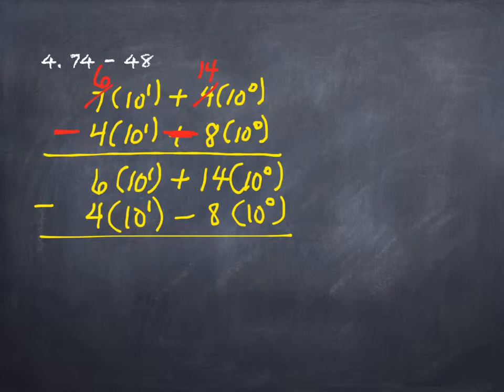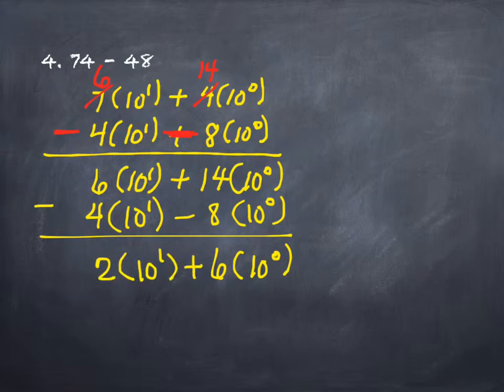14 minus 8 is 6. So there's 6 times 10 to the 0. And then 6 minus 4 is 2. So there's 2 times 10 to the 1. And these are added together because this actually, in our condensed number form, would be the number 26. 2 tens and 6 ones in my wallet, I have $26.